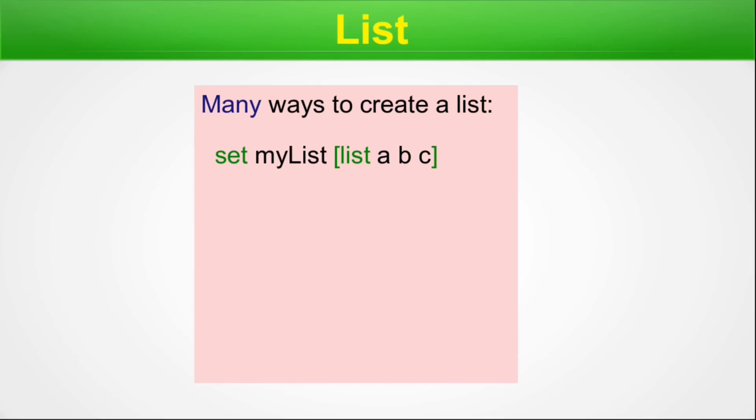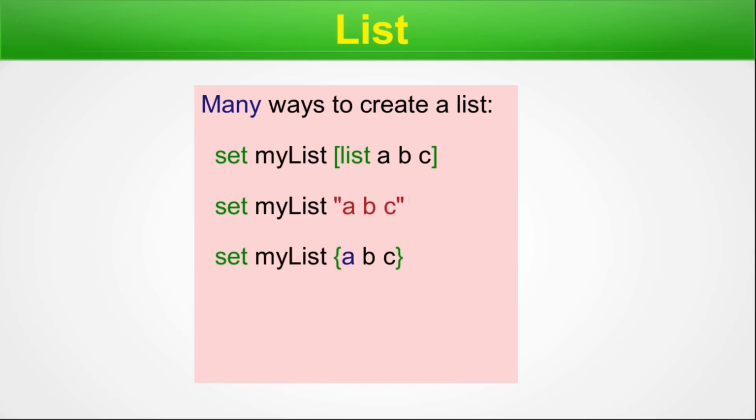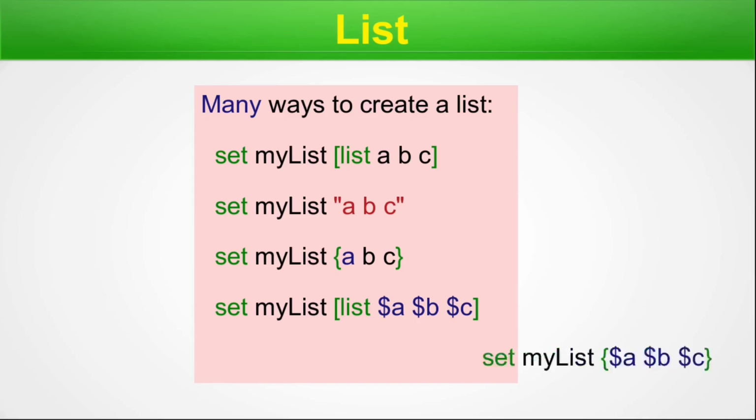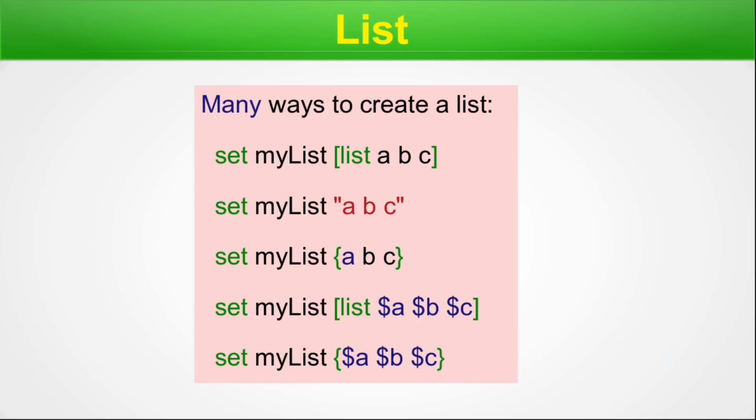In a similar fashion, but in a different way, we can create the list like this. Just write set mylist, then within double quotes, A, B and C, each space separated. The third way we can create it, instead of using the double quotes, is to use the curly brackets here. It will create the same list. Another way is that we can use the dollar symbol when we are using the list procedure. Again, this dollar value can be used when you are using the curly bracket. So these are the ways we can create a list.